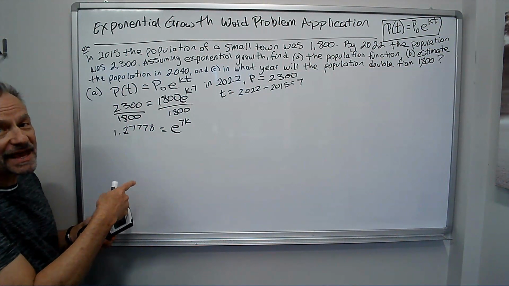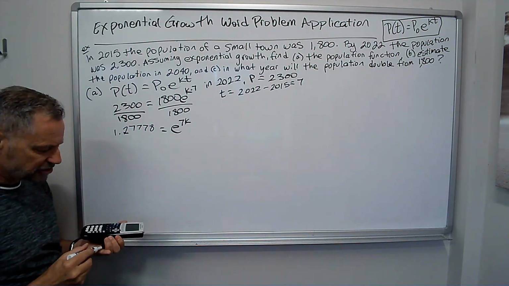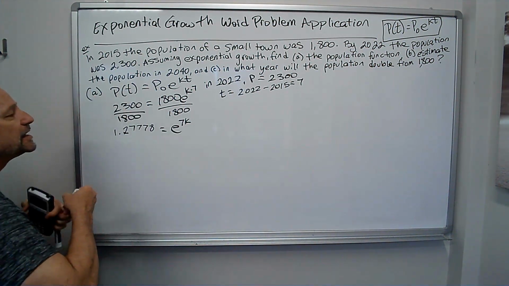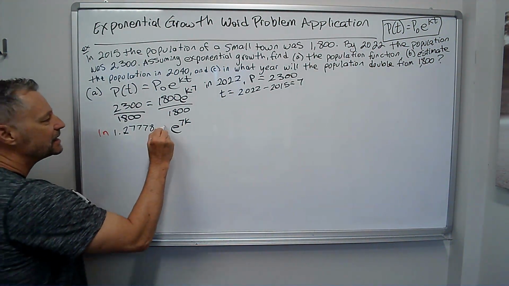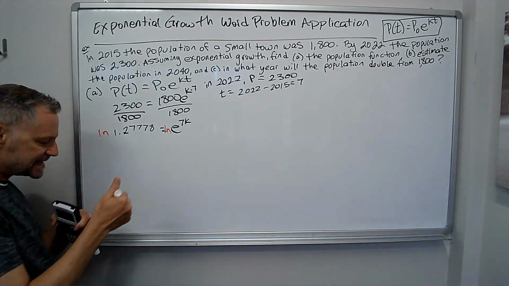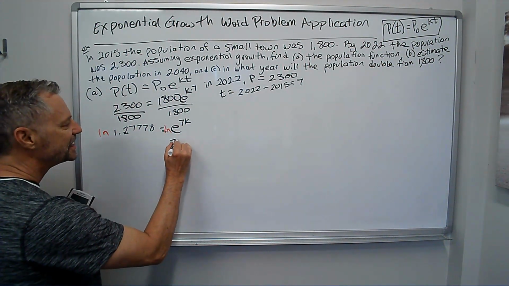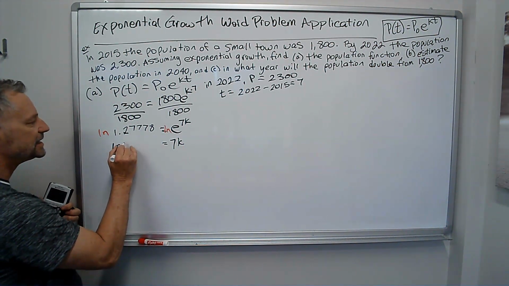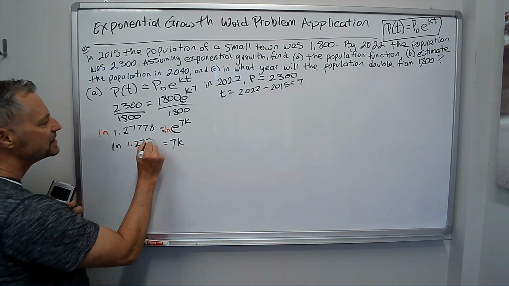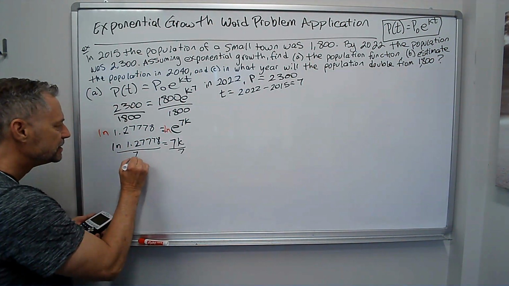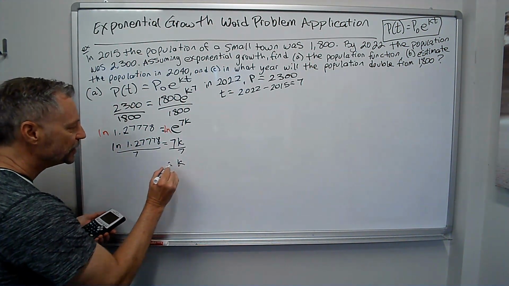Remember, to solve that, I take the ln of both sides. We do that in another color pen just to save some room on the board. To get rid of the e, I'm going to take the ln of both sides. ln and e cancel out. They're inverse functions. I just get 7k. So I have 7k is equal to ln of this 1.27778 number. Divide both sides by 7. Now I'll really round it off.